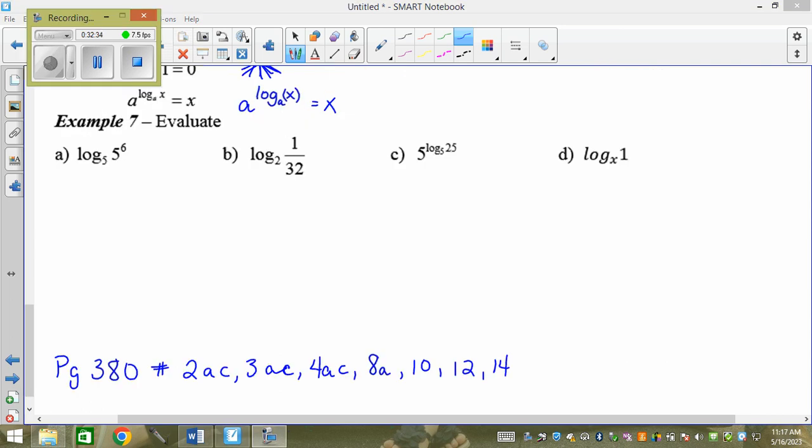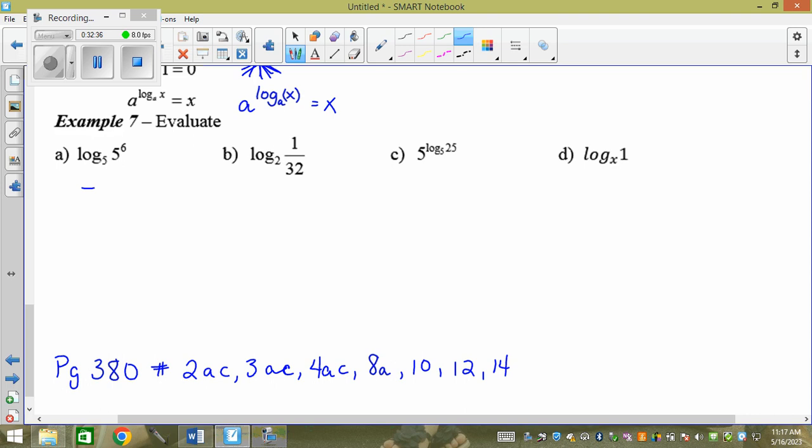So log base 5 of 6. What do we get? It's just 6. This one, we can say 2 to what power is 1/32? 2 to what power is 32? 5. So this is going to equal -5. We could convert it, though. We could go like this: log base 2 of 2 to the -5, because that's what 1/32 is. And then we have 2 to the -5, so my answer is -5. So we can do that.